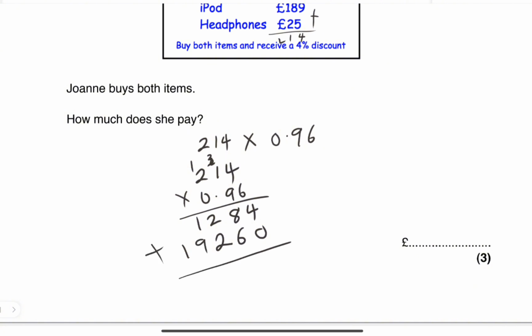Then we add. So this is 4. This is also 14. 1 here. Then this will be 5. Then this will be 10. 1 here. Then this is 2. So this is 2 decimal places. So she pays 205 pounds plus 44 pence.